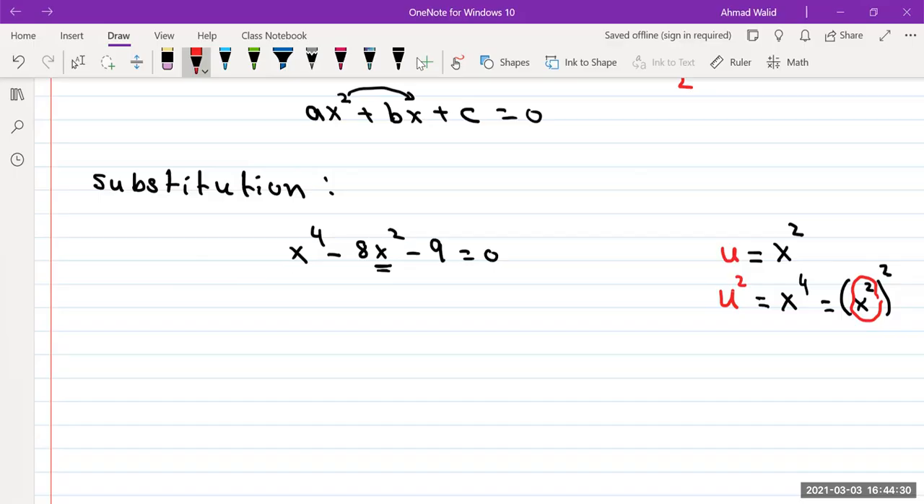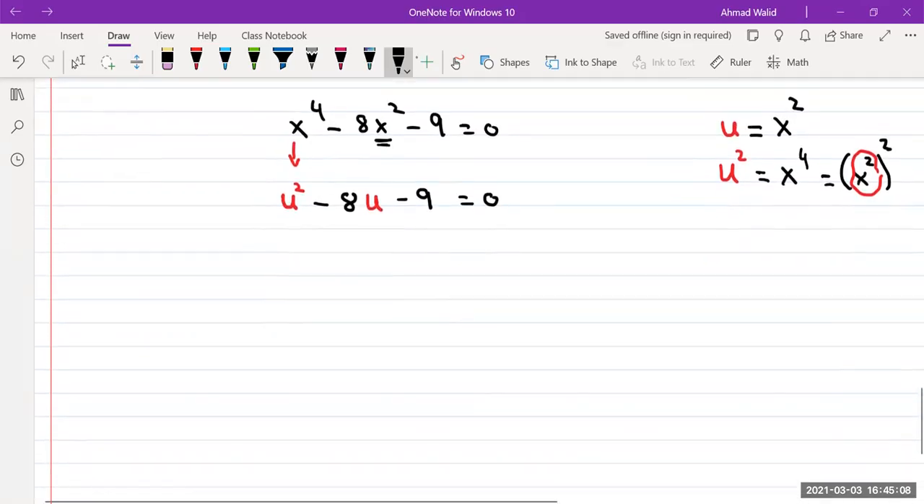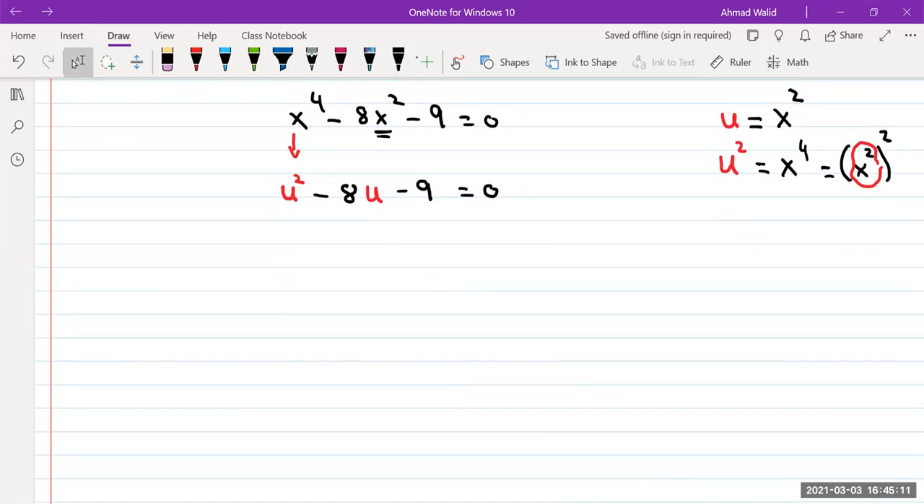What? How? I'll name my x to the power of 4 u squared minus 8. What is x squared? My x squared, I named it u, minus 8u minus 9 equals 0. Do you see it become a quadratic? And all of you, you can solve this quadratic equation. We discussed 4 different methods to solve a quadratic equation. The easy one is factoring. If you can factor, it's really easy to solve.